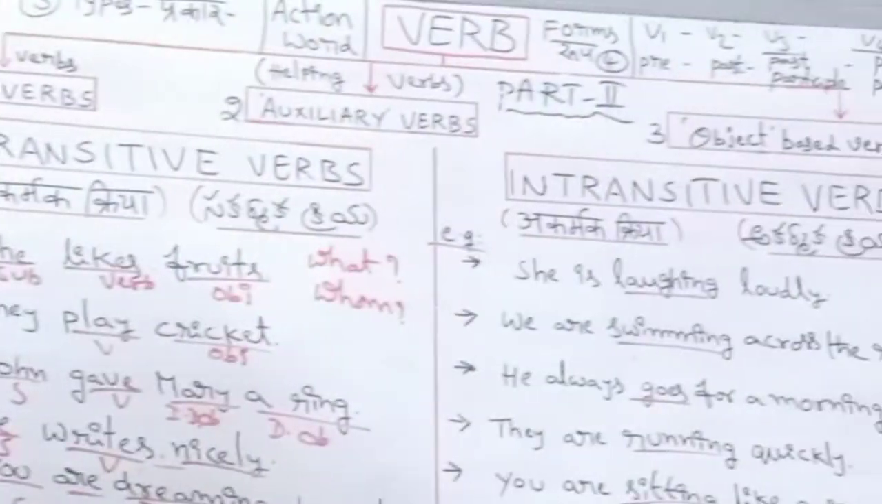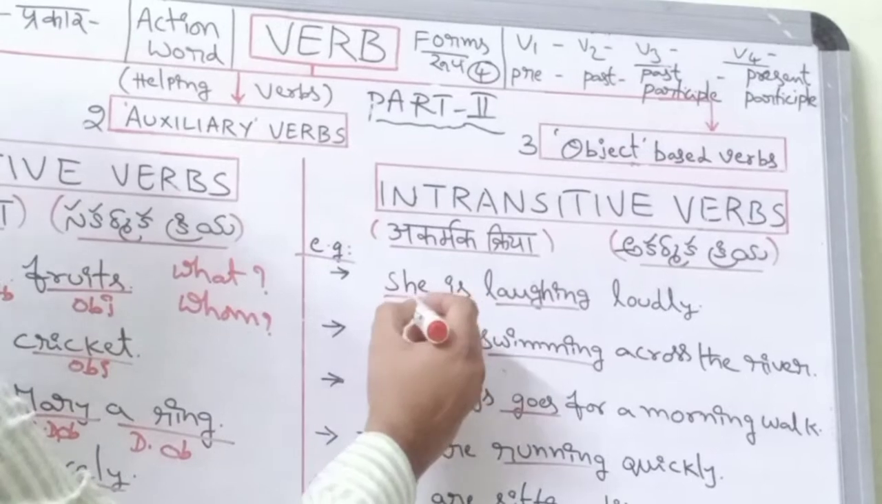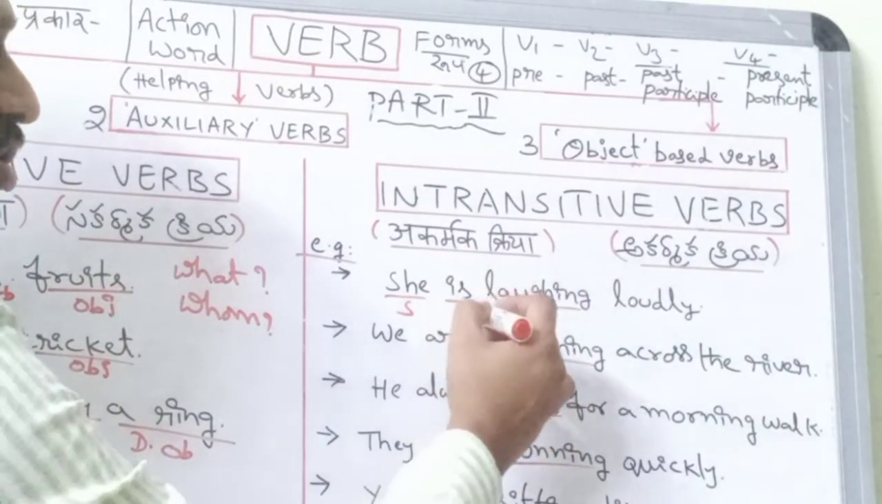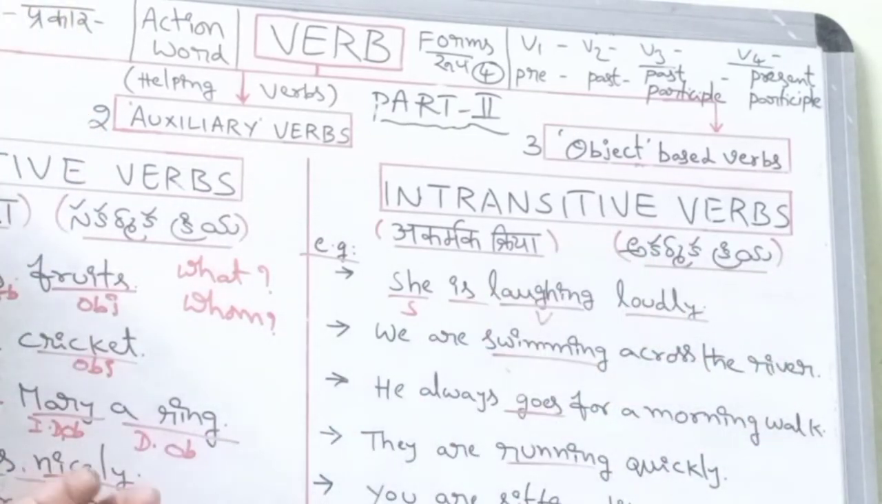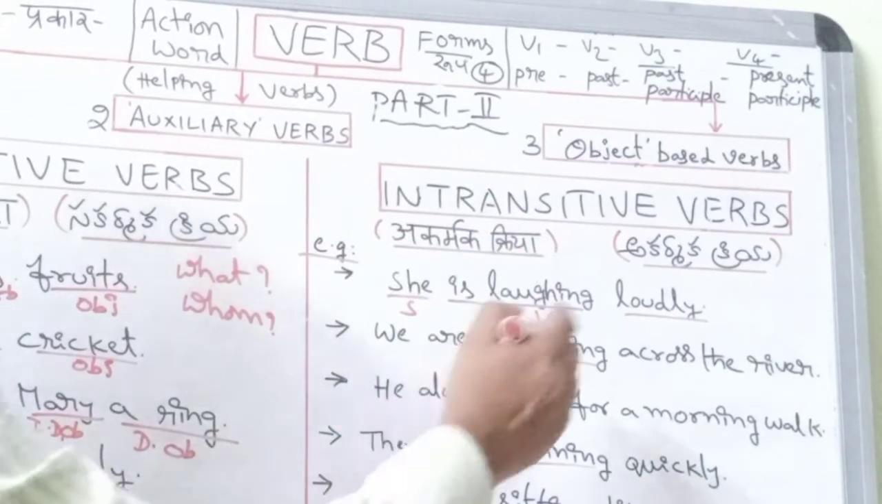Now let's focus on the examples. She is laughing loudly. She is the subject, laughing is the main verb, is is the auxiliary verb. Loudly is an adverb, a different thing. We don't need to mention it here, it's not our topic. She is laughing. Laughing is the main verb.